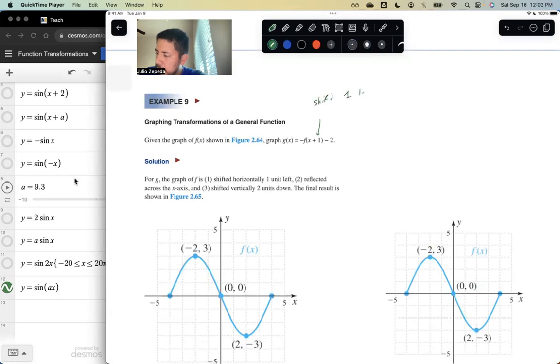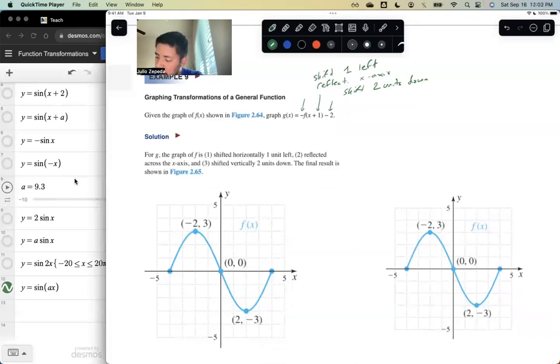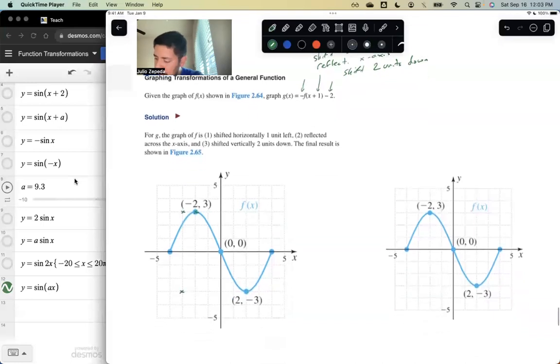So all I'm going to do is shift 1 unit left, reflect about the x-axis, and then shift 2 units down. Okay, and so we can just do that in the picture. I'm going to start with this point here, move it 1 unit to the left, reflect about the x-axis, so that would put it over here, and then shift 2 units down. Here's our point.